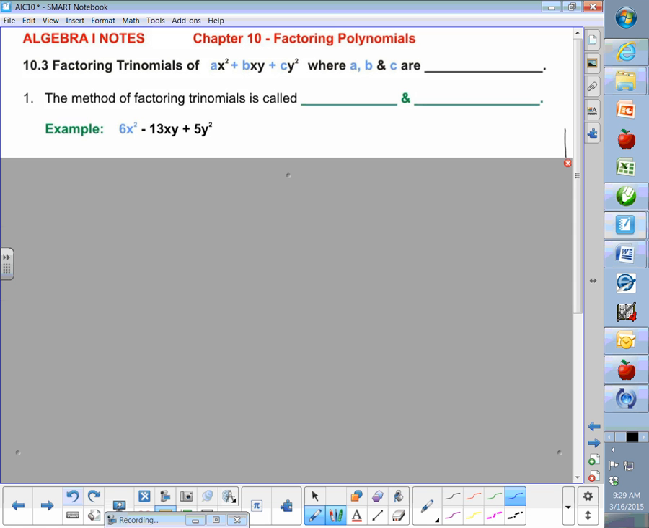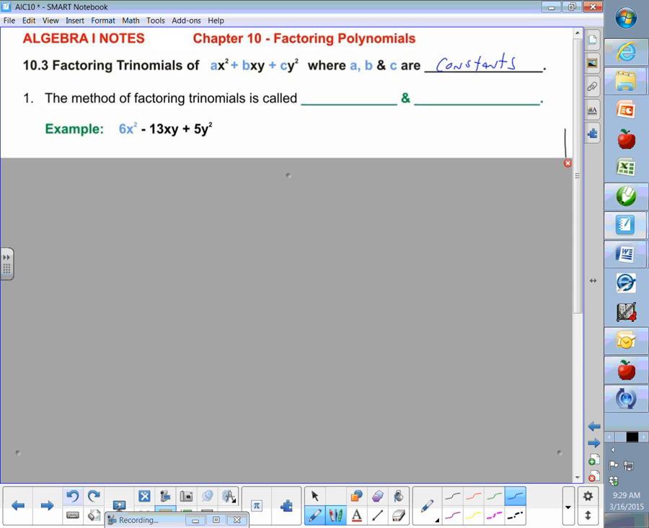All right, so 10.3, where A, B, and C are constants, which means they're just numbers, right? A, B, and C are numbers. You can put numbers if you want. So the big key here in this kind is that front number makes things a little different.